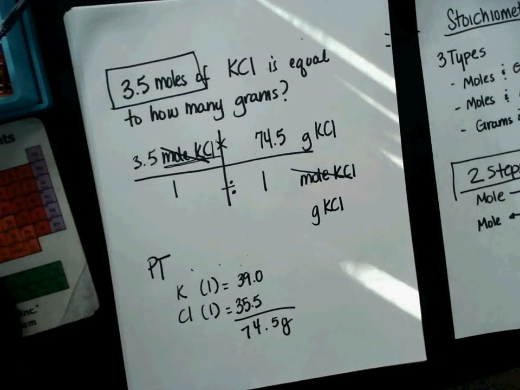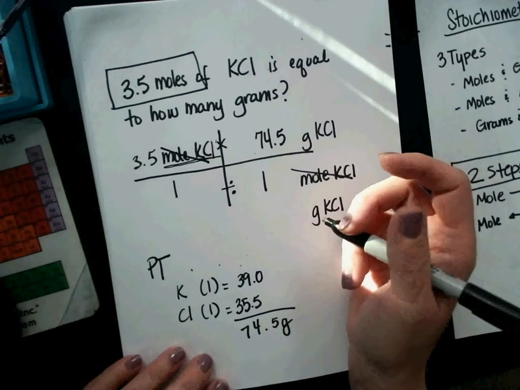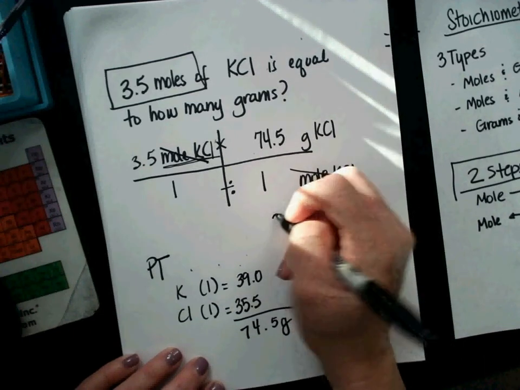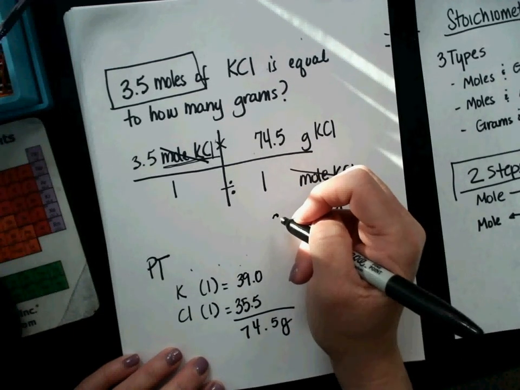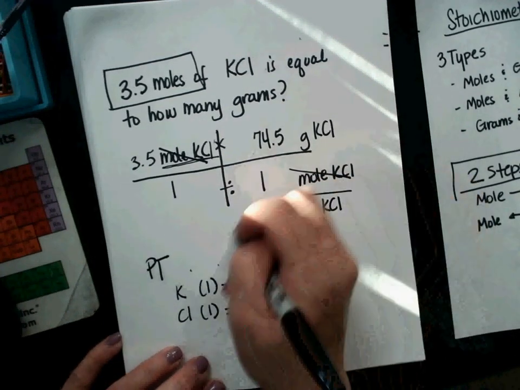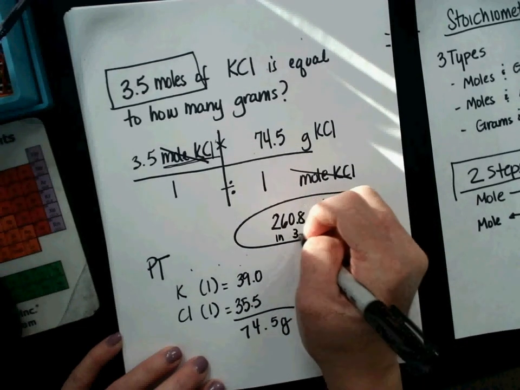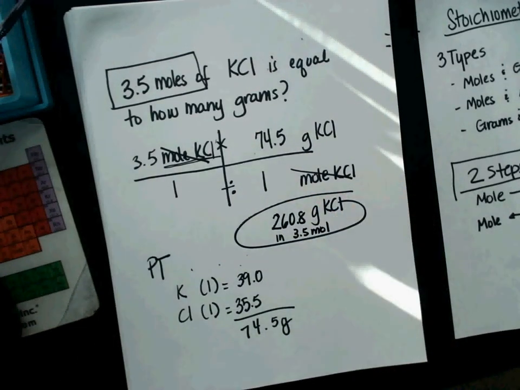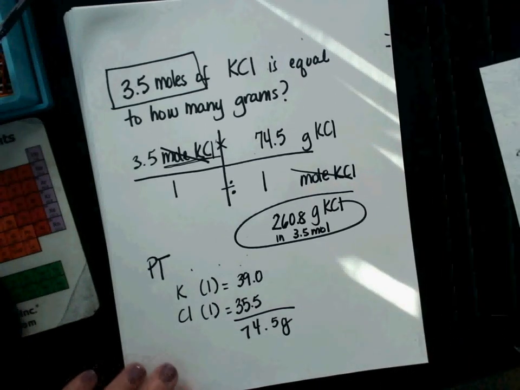You got it, Faith? Round it to the tenths place for me. Now tell me the answer. 260.8. 260.8 grams KCl in 3.5 moles. What do you think? Easy?